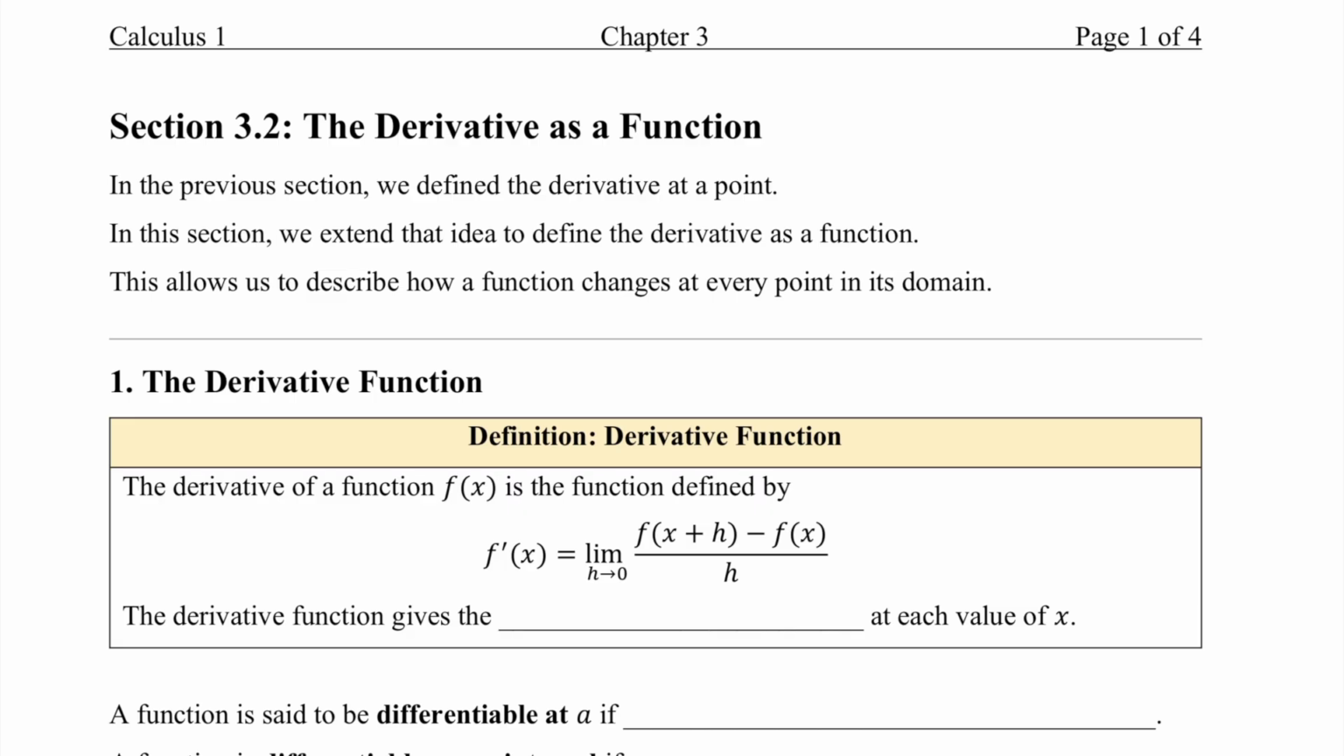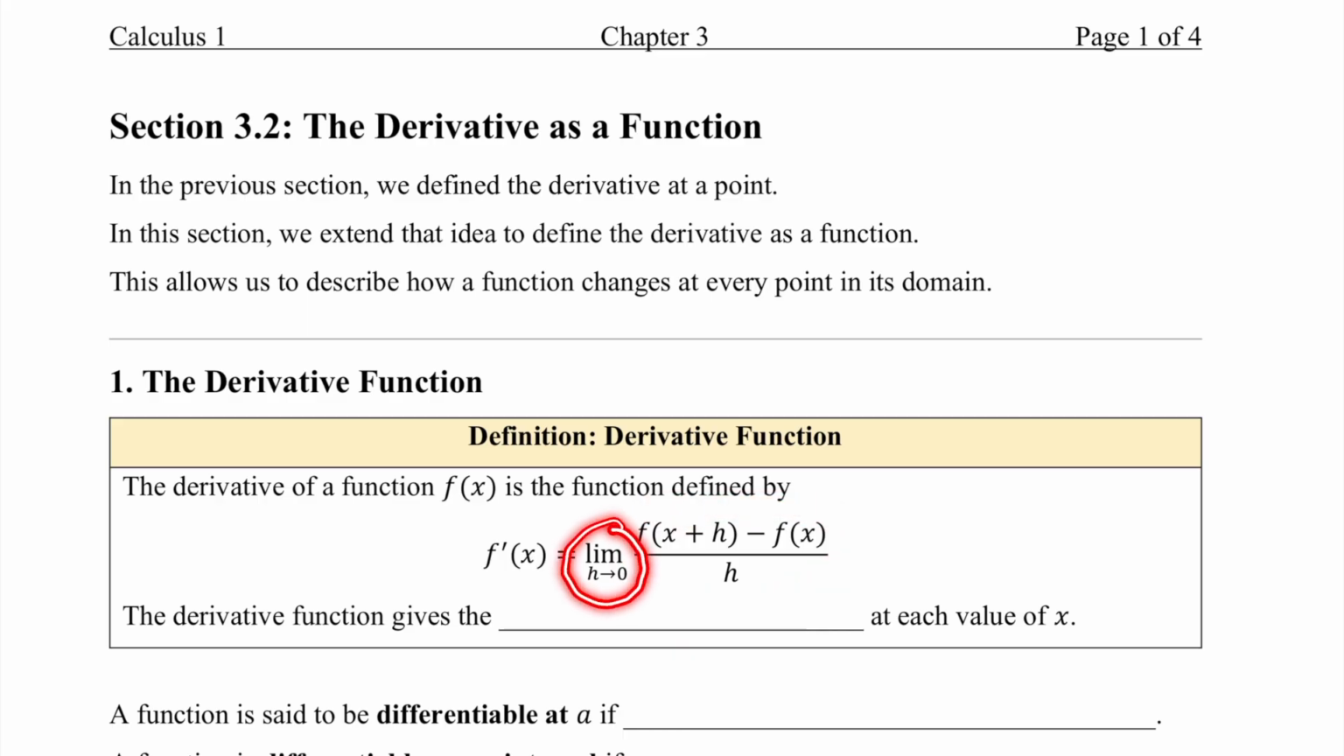Let's talk about what this means. Inside the fraction, we have f of x plus h minus f of x. This measures how much the function value changes. Then we divide it by h, which measures how much x changes. So the whole fraction is calculating the average rate of change.